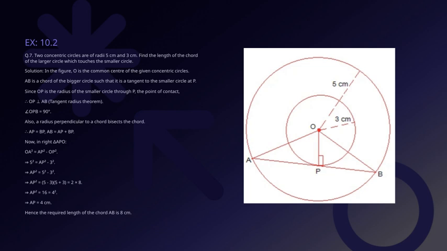To sum up, in this configuration, O is the common center, and the goal is to find the length of the chord of the larger circle that touches the smaller circle. This example illustrates how understanding the relationships between radii, chords, and tangent points helps us solve such problems effectively.